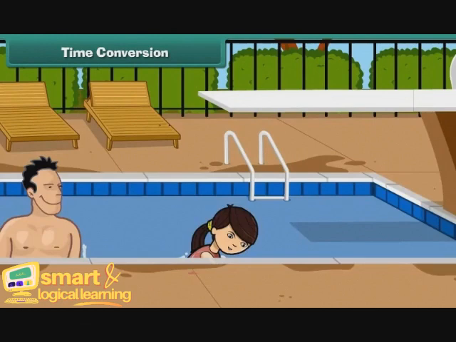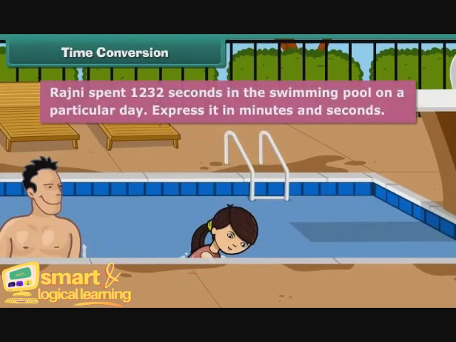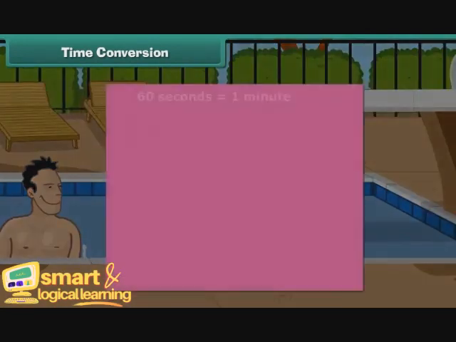Smaller to larger units. Rajni spent 1232 seconds in the swimming pool on a particular day. Express it in minutes and seconds. 60 seconds is equal to 1 minute.